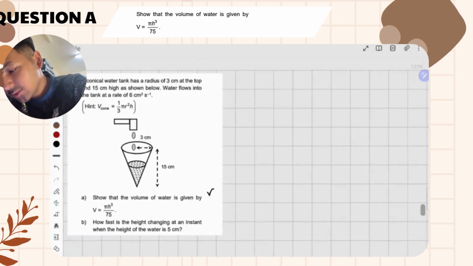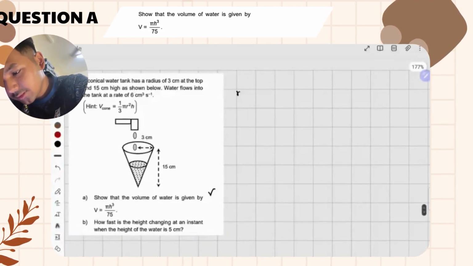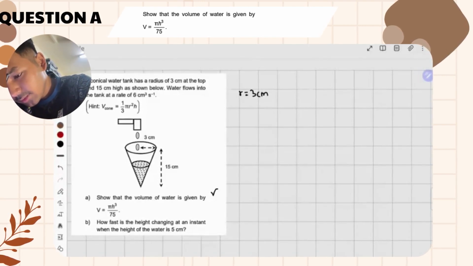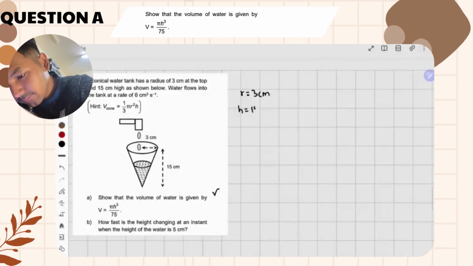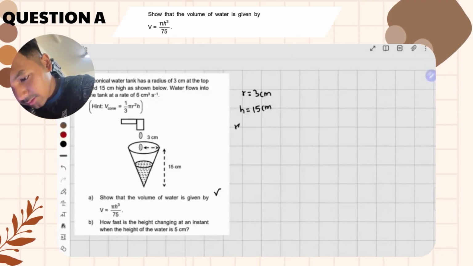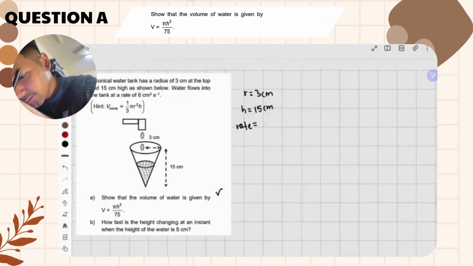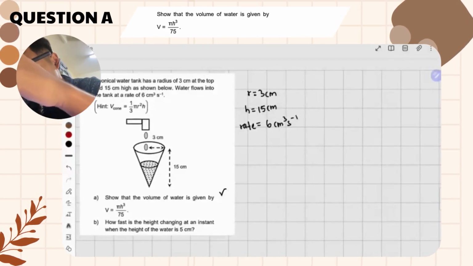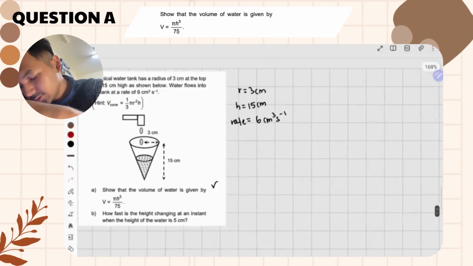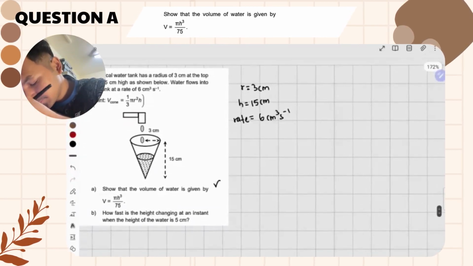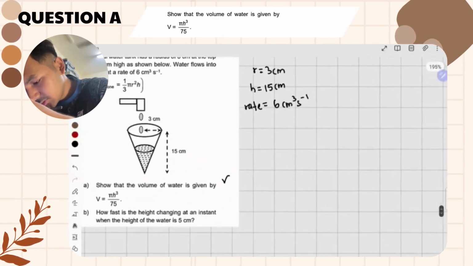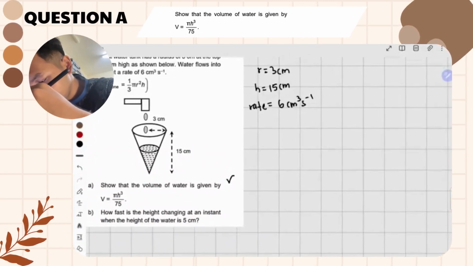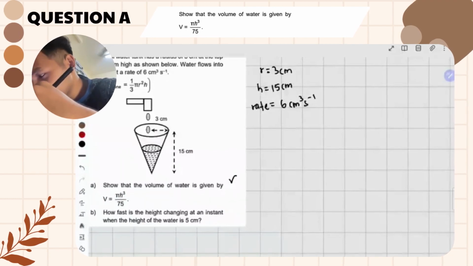So the info given here is, first, the radius equals 3 cm. Next, height equals 15 cm. Lastly, the rate is 6 cm³ per second. So I will do question A. The question: show that the volume of water is given by V equals pi h³ over 75.